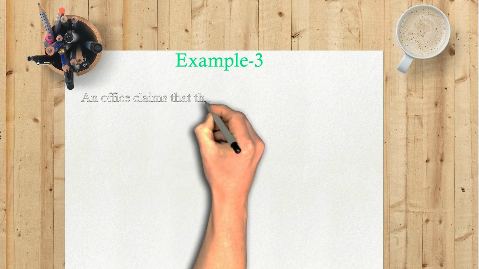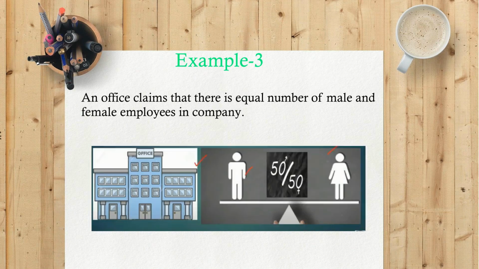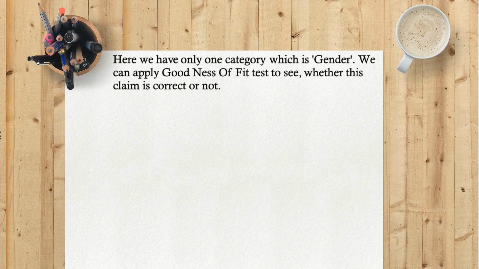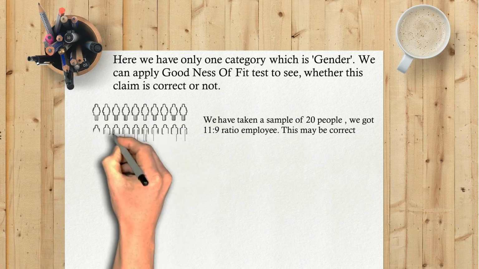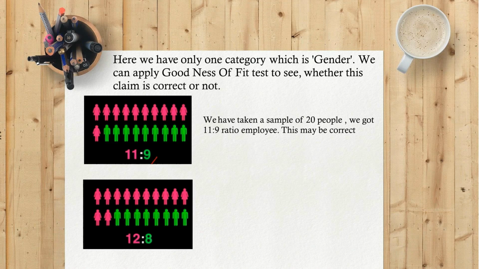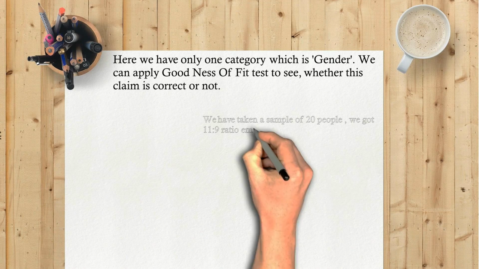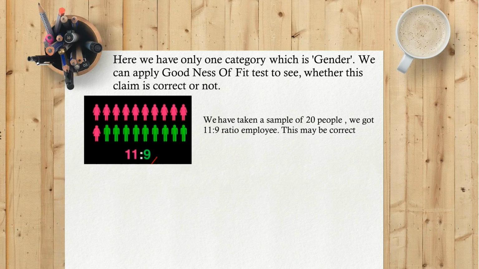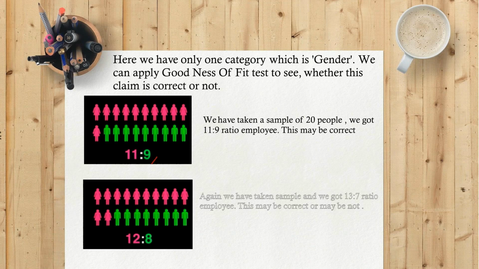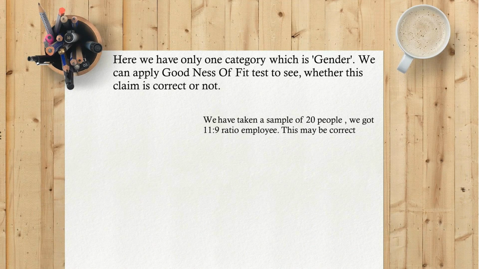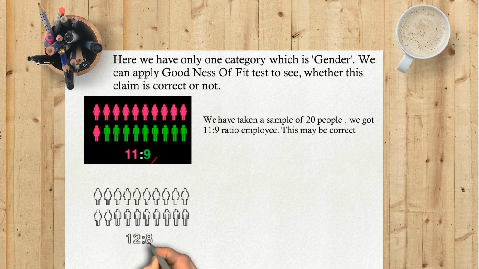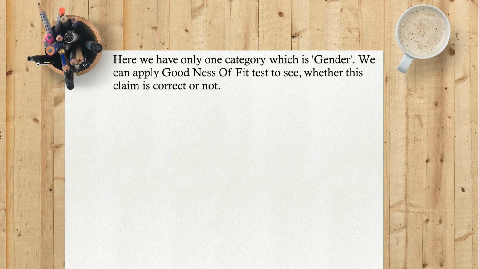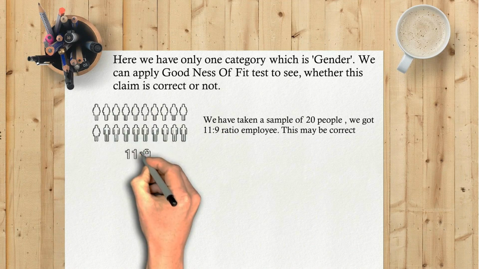Example 3. Research question. An office claims that there is equal number of male and female employees in the company. Solution. Here we have only one category, which is gender. We can apply goodness of fit test to see whether this claim is correct or not. We have taken a sample of 20 people, we got 11:9 ratio employee. This may be correct. Again, we have taken a sample, we got 12:8 ratio employee. This also may be correct.